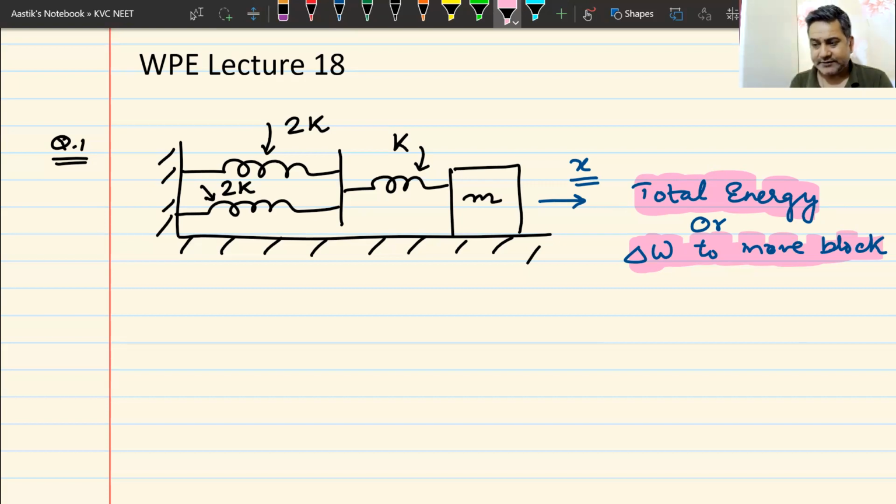The question passes on to you. I'll give you 2 minutes. Solve this question. I hope the question is clear to all of you. I have this combination of springs. What is the total energy stored in the springs? And what is the work done to move the block? Let's see who gives me the answer.